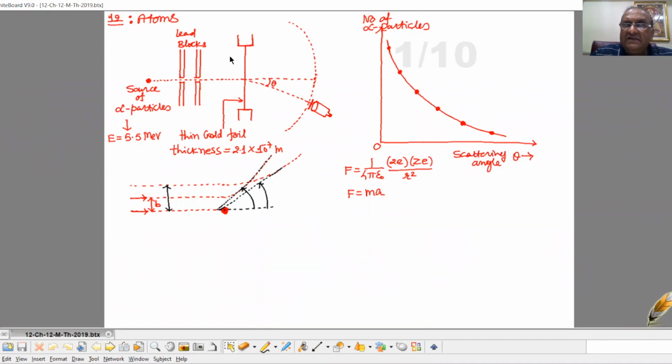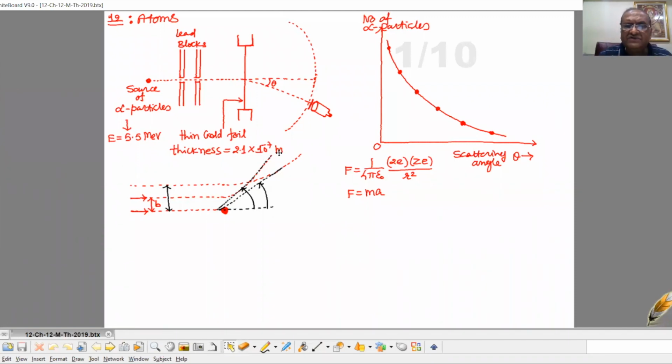Angle of scattering that is greater than 90 degree, it is called, right? So these types of observations were taken. Clear to all of you? Here the gold foil was taken very thin, with thickness 2.1 into 10 raised to minus 7 meter.